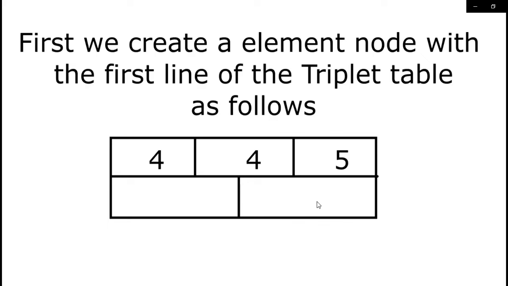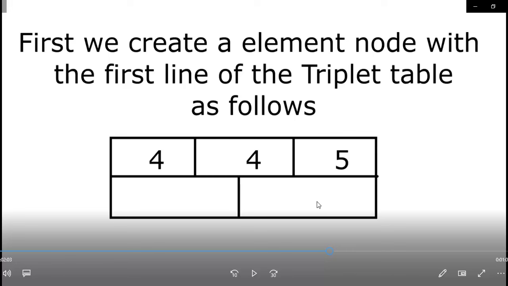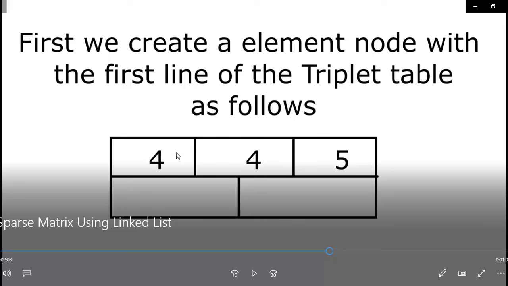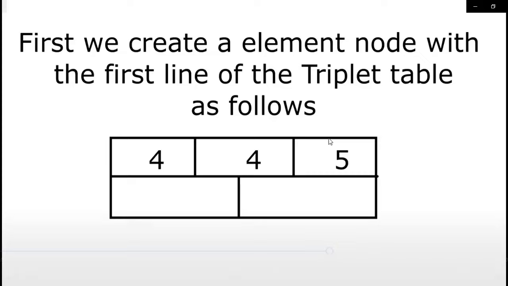Okay, so we'll start creating the linked list representation of my sparse matrix, which we have seen on the first slide. First we create an element node with the first line of the triplet table. As you all know, the zeroth row in the triplet table told about the matrix, that the sparse matrix is of order 4 cross 4, and there are 5 non-zero elements in it. So that is what we give in the first node which we create.